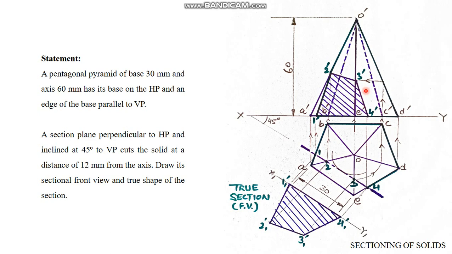And then how to draw the true section? Parallel to the section plane, draw a line x1 y1. Take the projection from all key points 1, 2, 3, 4, and from x1 y1, the distance of these key points should be the same as here from the xy line in the front view, and join all these points, and this is the true sectional front view. So that's all. Thank you.